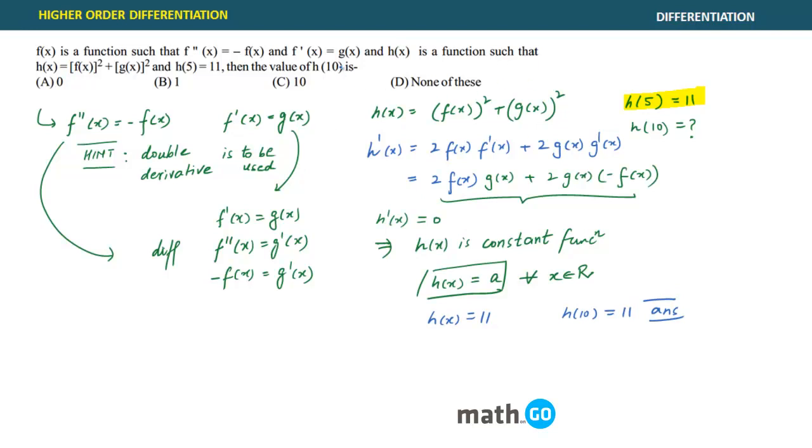So the answer to this problem is nothing but 11. Okay, so I have made an error here: h(5) is being asked. Yeah, so h(5) is given that it is 11. So the answer to this problem would be then none of these. Okay, I hope this problem is clear.